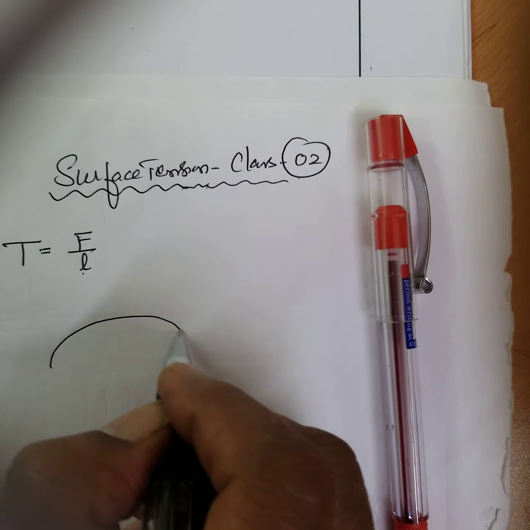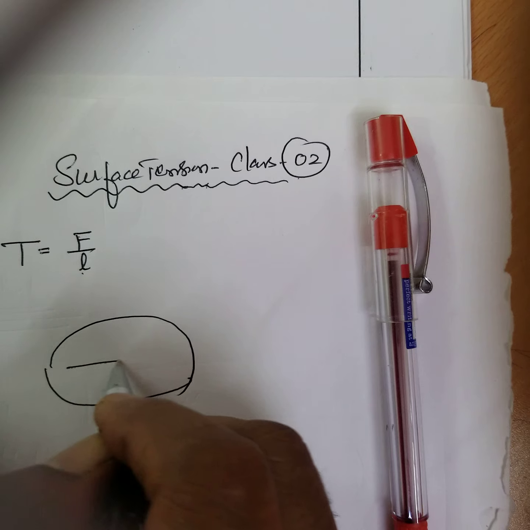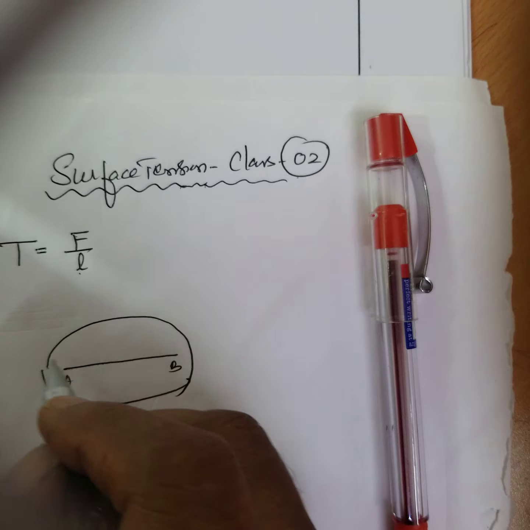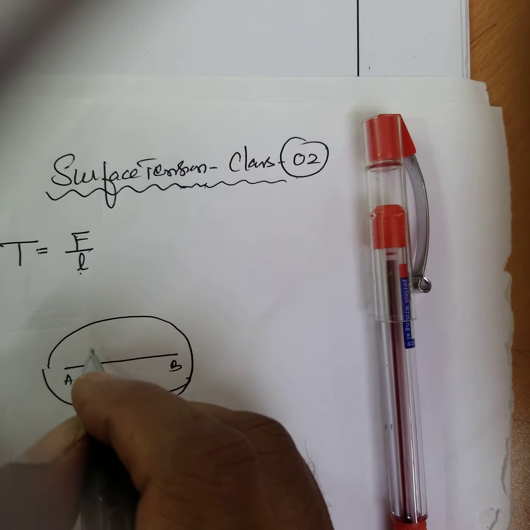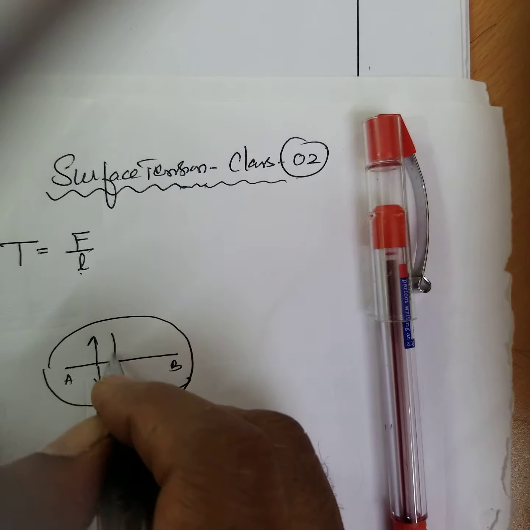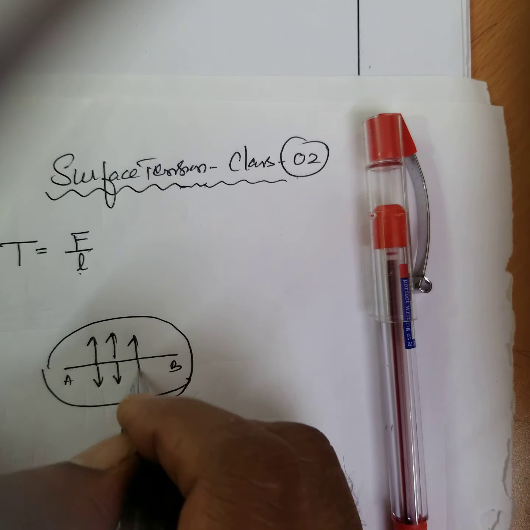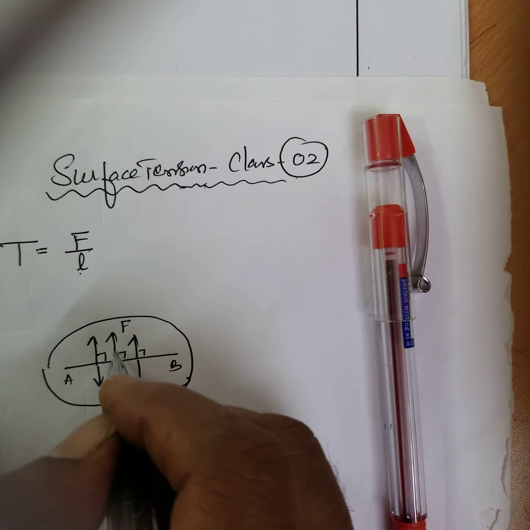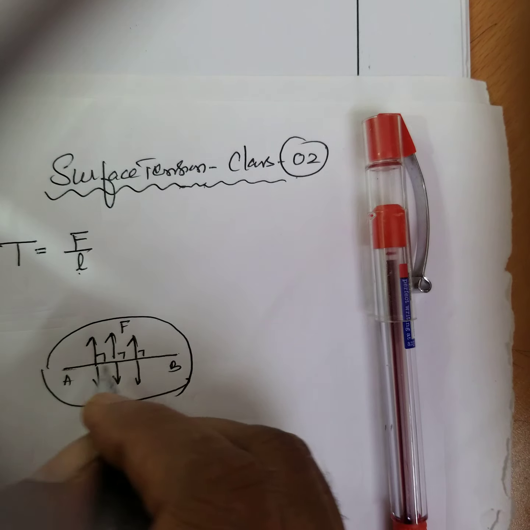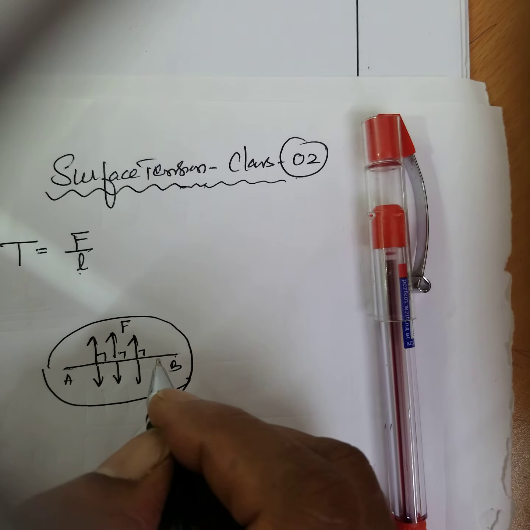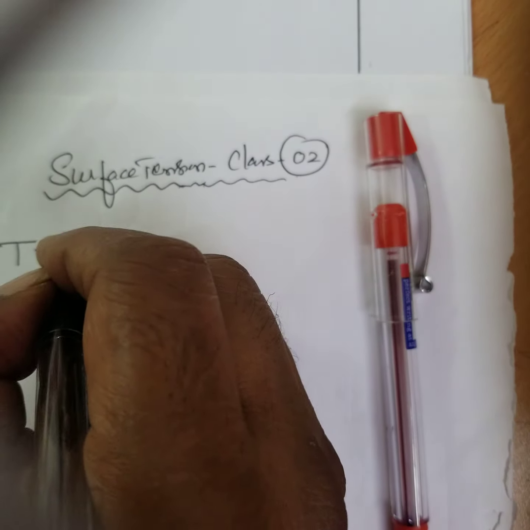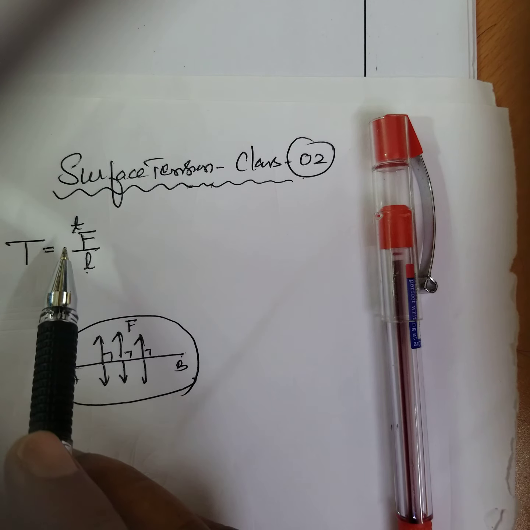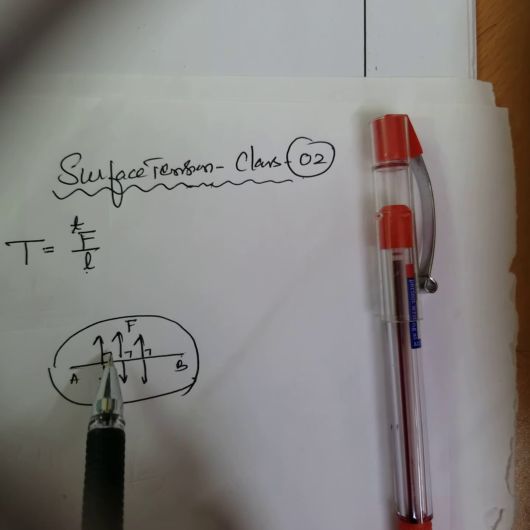Imagine a line, say AB, on a liquid surface. It is a plane. Then the force is acting on either side of this imaginary line. How is it acting? Perpendicular. The force is acting perpendicular to the imaginary line. And now I told you to write tangential force. I said I'll tell what the tangential force is later.